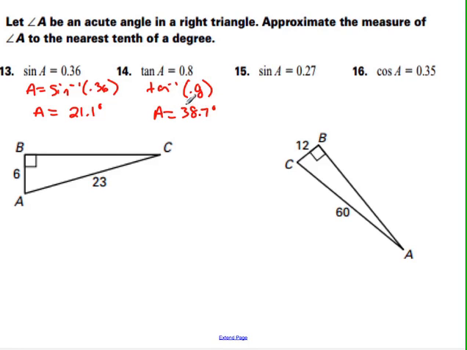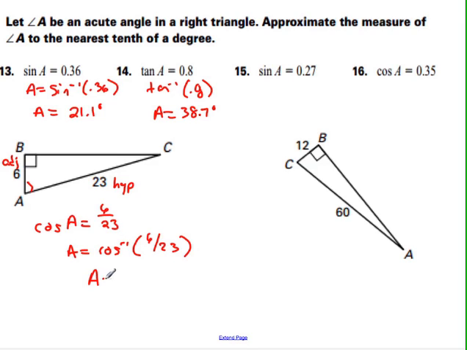38.7 degrees. Down below here, if we concentrate on angle A, this is our hypotenuse, this is our adjacent side. The trig function that deals with adjacent and hypotenuse is the cosine, so the cosine of A is going to equal 6 over 23, or in other words, A equals the cosine inverse of 6 over 23. That gives me the measure of angle A to the nearest tenth as 74.9 degrees.